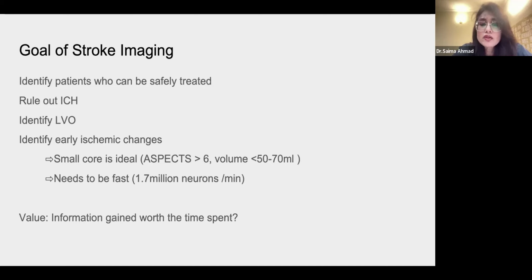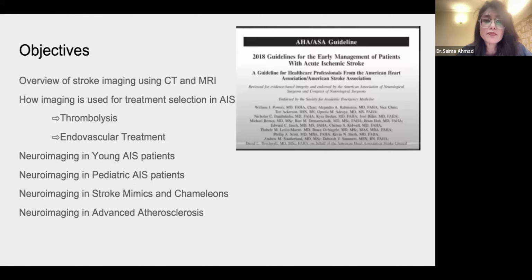Whatever you are doing in the realm of imaging, you need to be very, very fast, because every 1 minute, 1.7 million neurons are dying. So the information you are getting by doing the imaging is at the expense of time. Time is very important in this, and one has to be very cautious while doing the imaging that one shouldn't waste time.